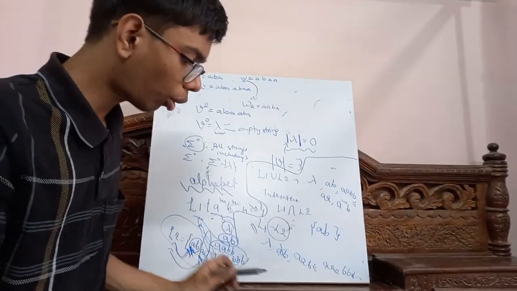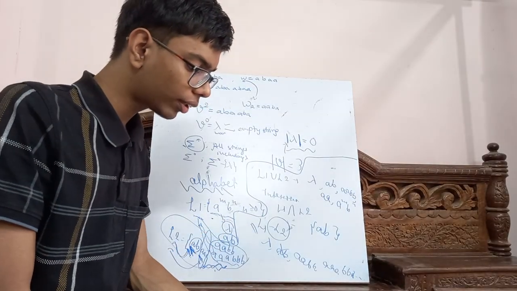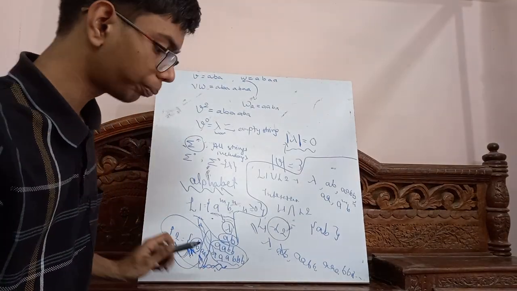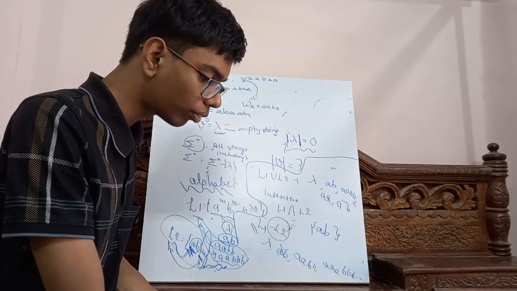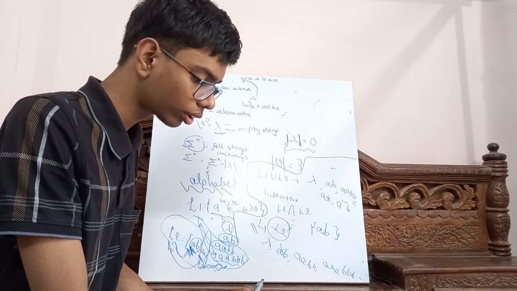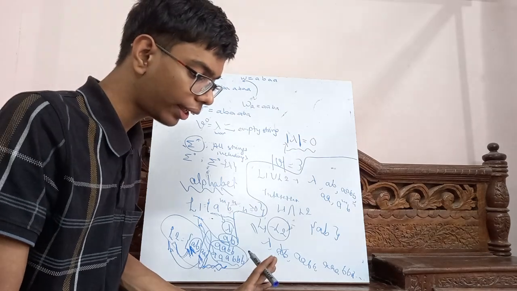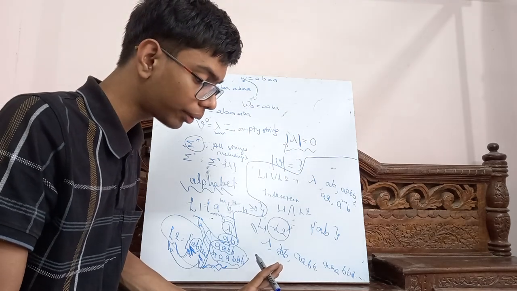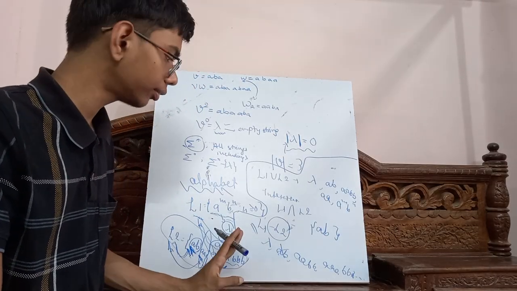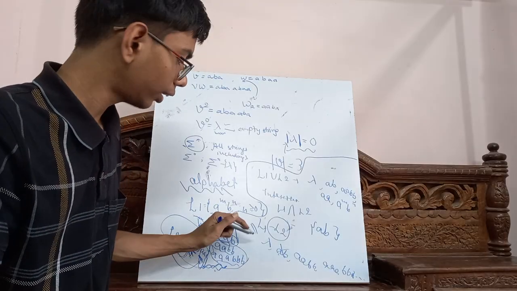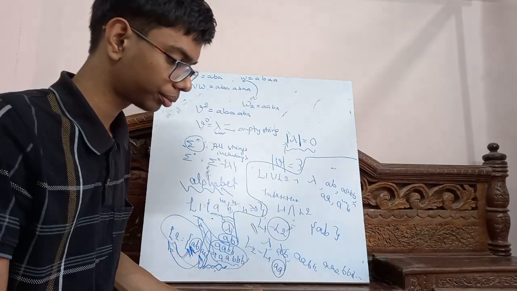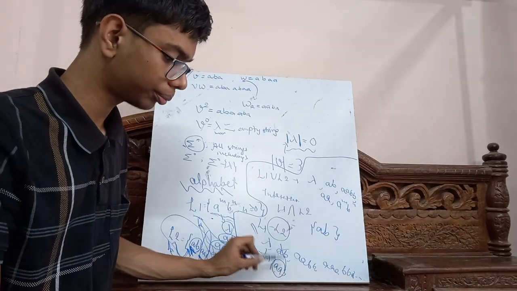And complement. Complement is all strings over sigma star that are not in L2. L2 has ab and a, L1 contains ab but not a. So L2 minus L1 is your a. L2 minus L1 is your a.